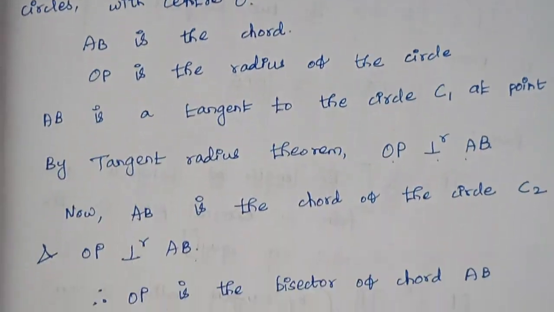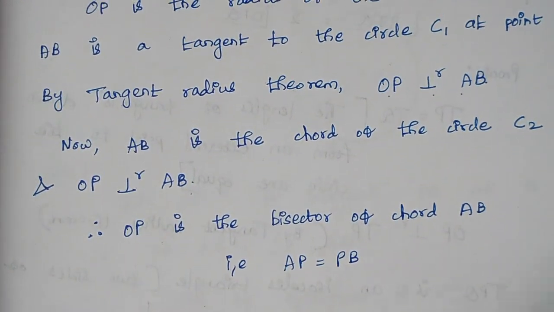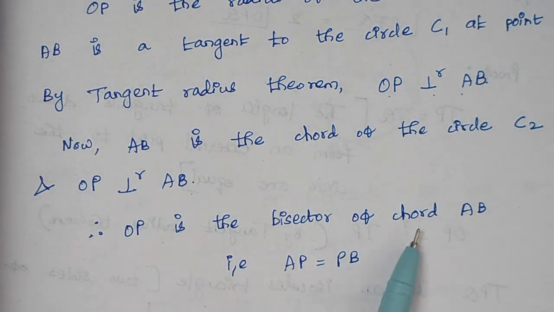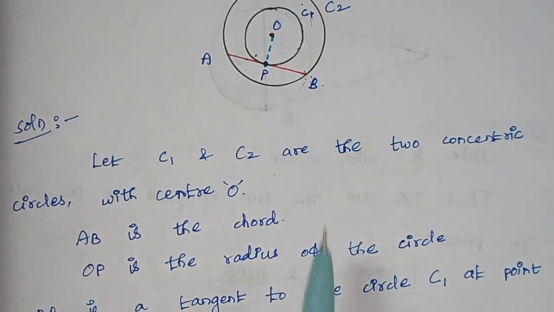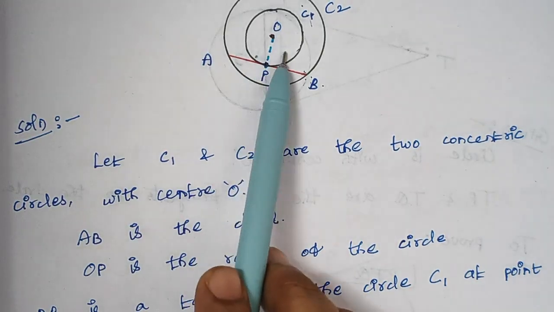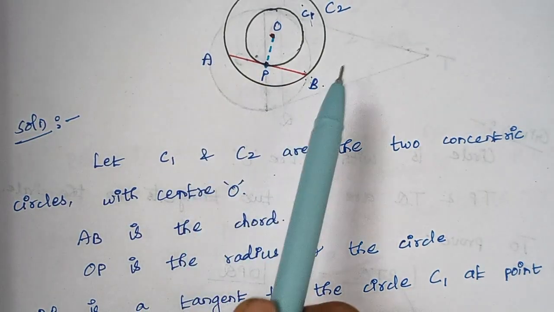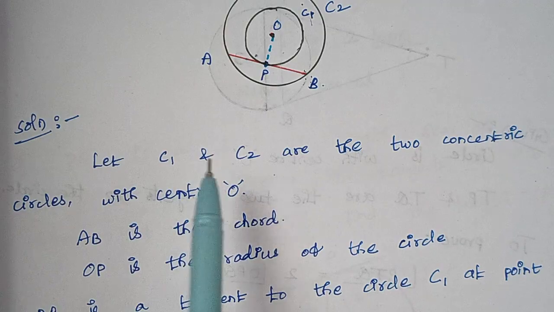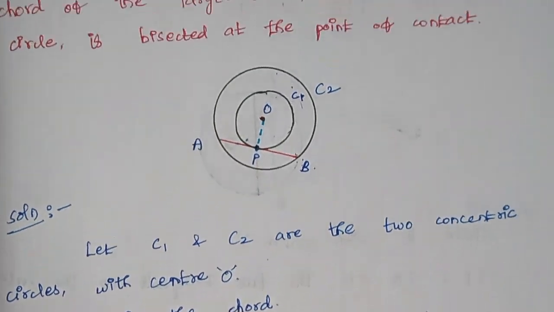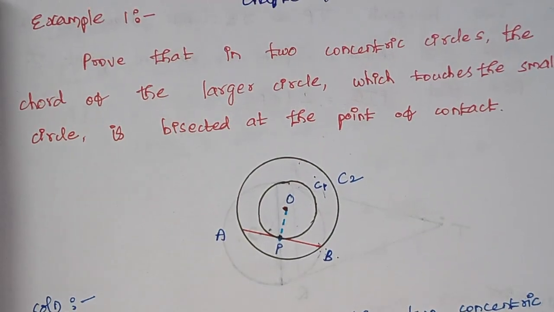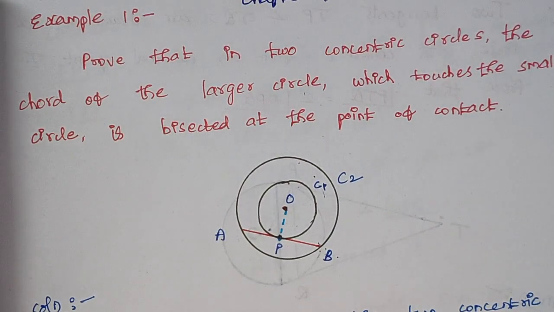So therefore, here we are concluding that OP is the bisector of the chord AB, right? And AP is equal to PB here. You see, this OP is perpendicular to the chord AB. So that is the reason here we can tell AP is equal to PB. Right. So this problem gets over here. We will proceed with the next one.